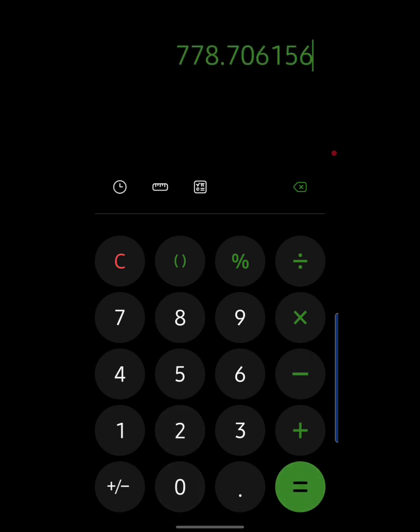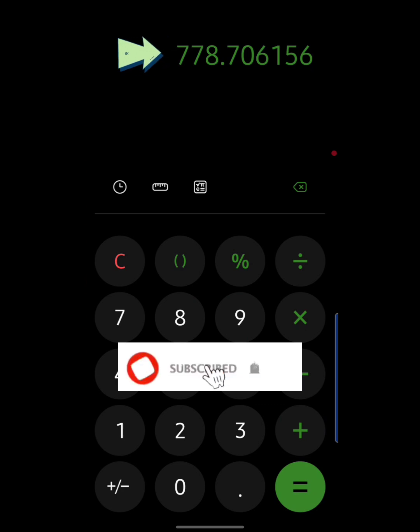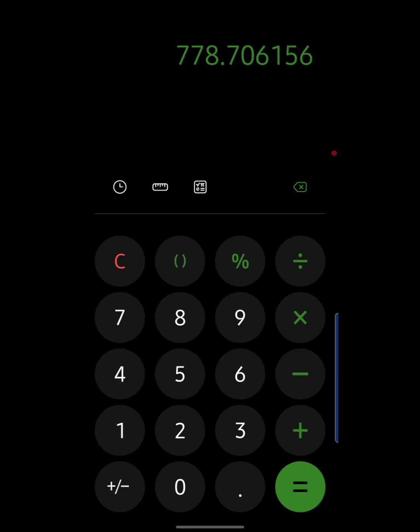Let's subtract this from our initial capital of 200,000 naira. This gives us 778.7. This is our profit on one trade, guys. And mind you, you can multiply this trade. You can go different rounds on this trade each and every single day.